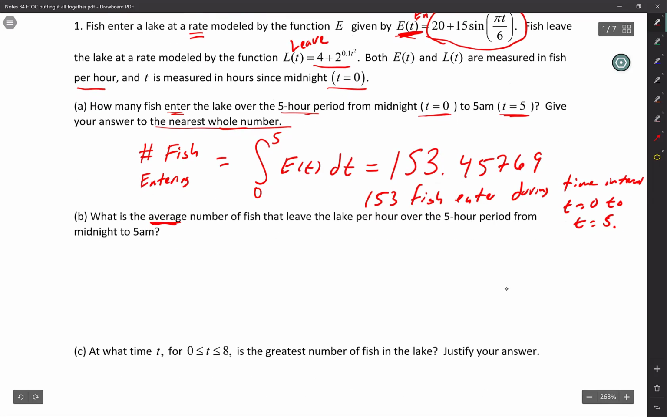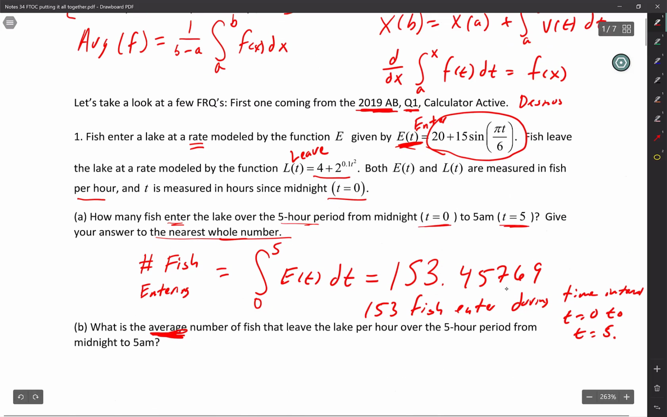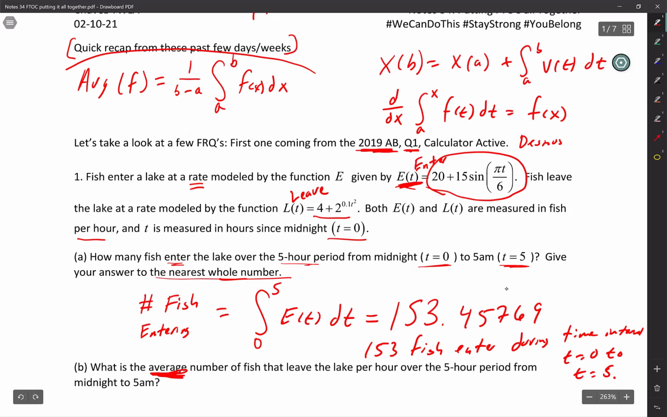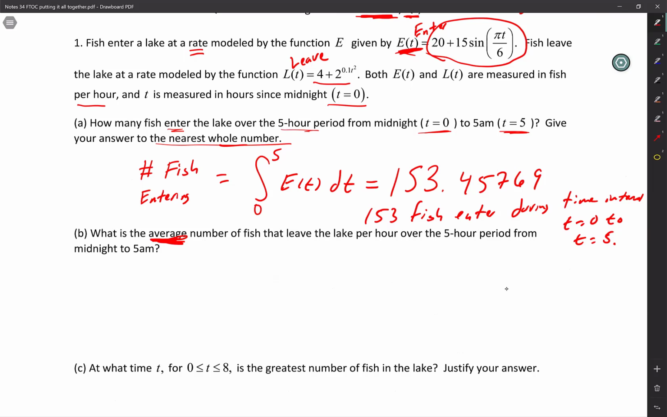What is the average number of fish that leave the lake per hour over the 5-hour period from midnight to 5 a.m.? Have we discussed how to calculate average of anything? Yeah, we did. Right here. They actually are saying what's the average rate. They're just not saying it. But look, what is the average number of fish that leave the lake per hour?